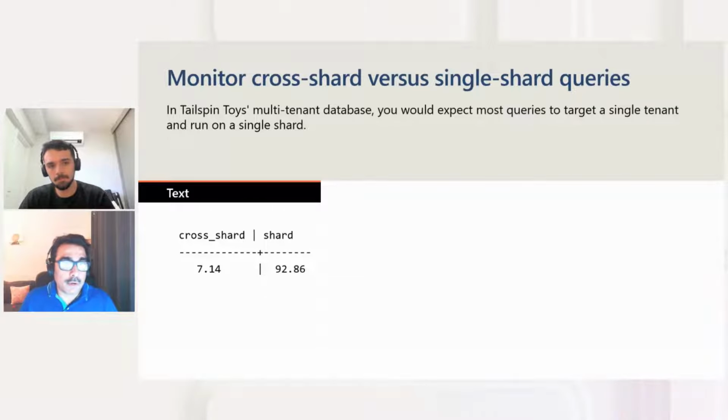We noticed here that the majority of them, roughly 93%, are going to a single shard, which is good. But around 7% of the queries are going cross-shard as well. Those queries, if they go cross-shard and across worker nodes, may have an impact on performance, and the queries might take longer to execute.